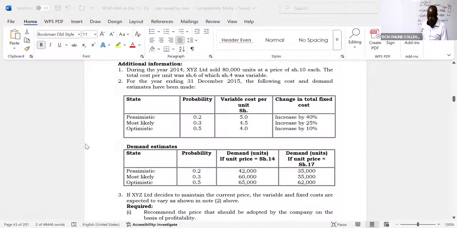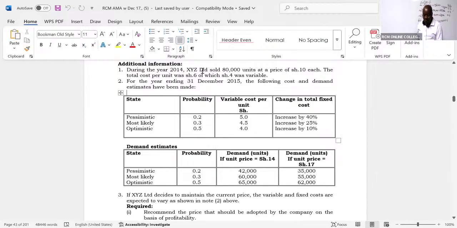So if I were an examiner this semester, that's what I would have done. I would have brought a question that is quite close to, because I've done 2 questions, very similar. Look at this. During the year 2014, XYZ Limited sold 80,000 units at a price of 10 each. The total cost per unit is 6. Within total cost, what do we have? Fixed cost and variable cost. So in this case here, total cost is 6, of which 4 is variable.